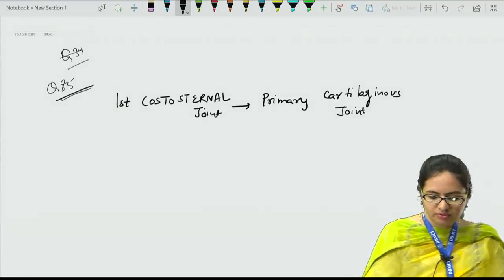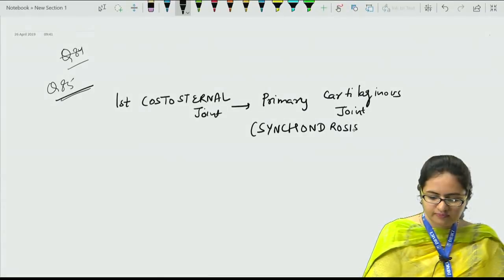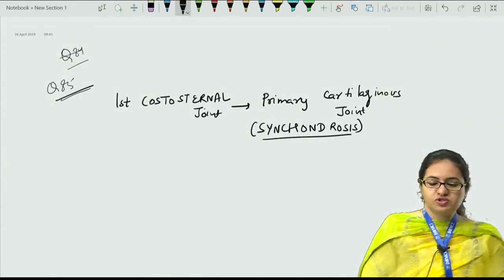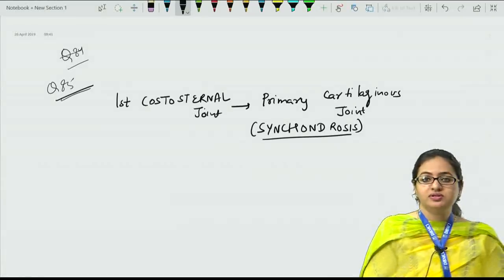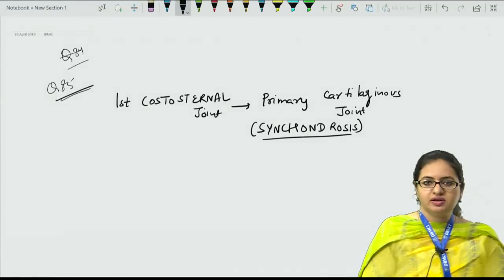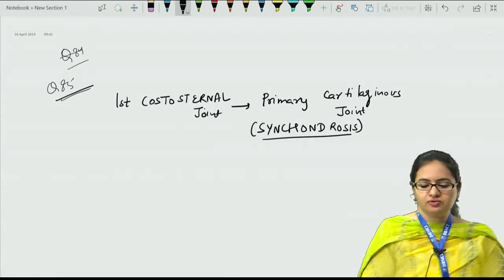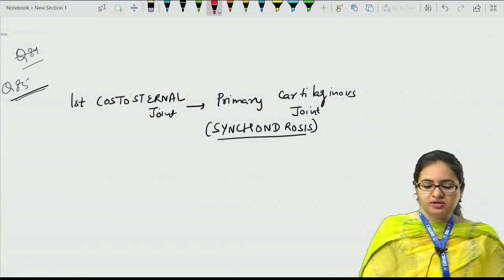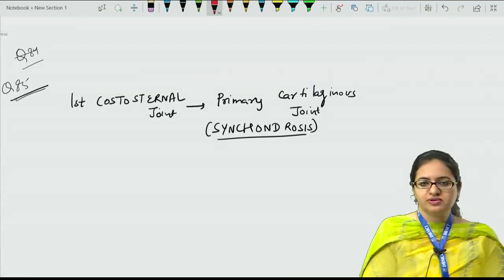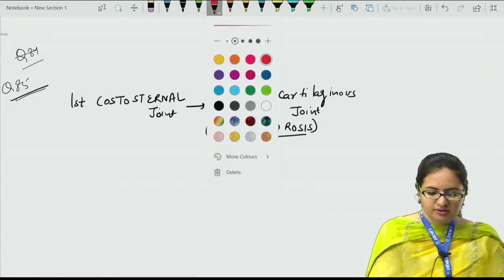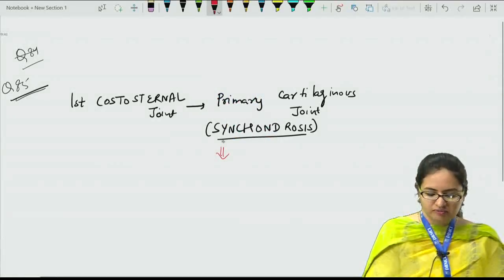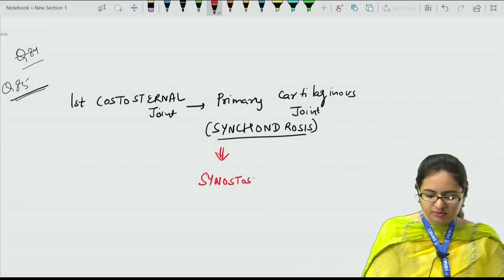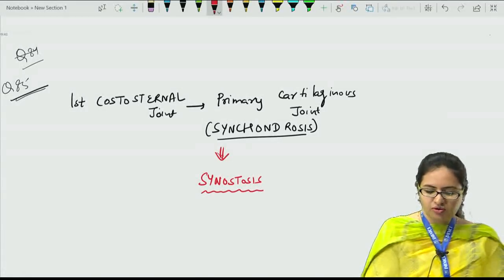It is also known as synchondrosis. So this is the one which is different. The rest of the joints are of synovial type, specifically plain synovial. A characteristic feature of the synchondrosis type of joint is that the cartilage later on undergoes ossification and becomes fixed, or the movement at this joint becomes very less or negligible, and this process is known as synostosis.